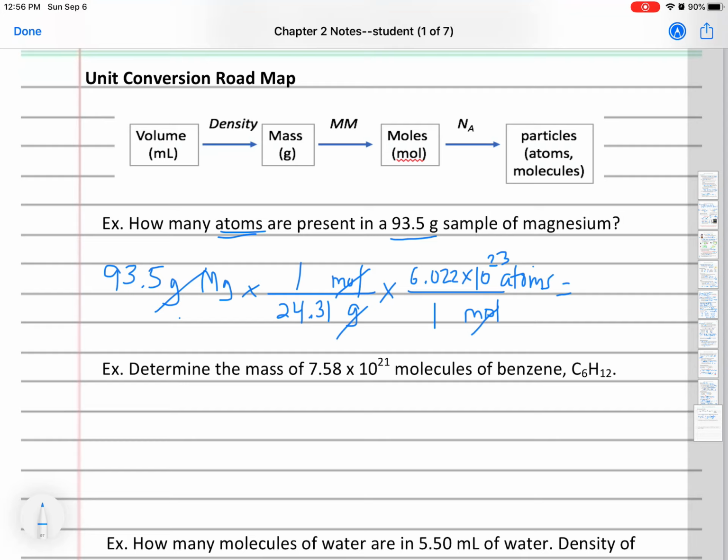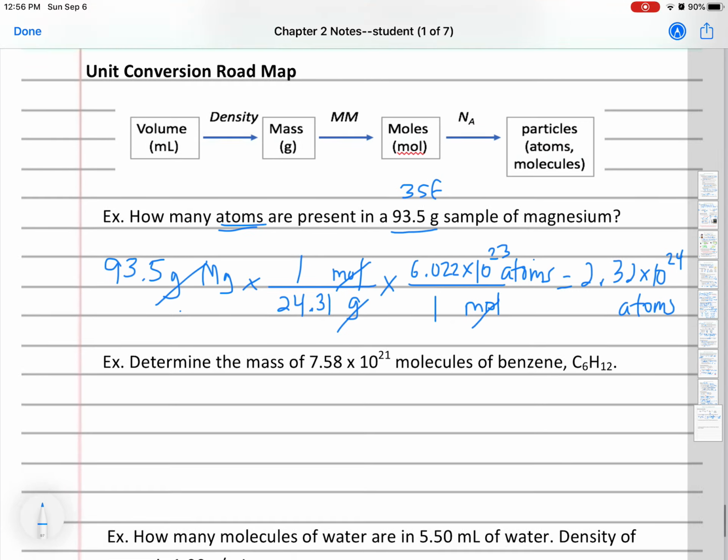93.5 times 6.02 times 10 to the 23rd divided by 24.31. I always multiply the top and then divide by the bottom. And my answer needs to have 3 significant figures because that's what I'm given in my given number. So I type it all into my calculator and I get 2.32 times 10 to the 24th atoms.